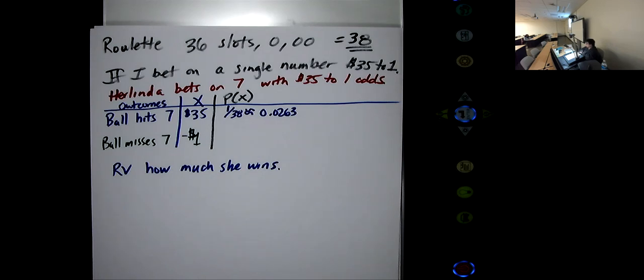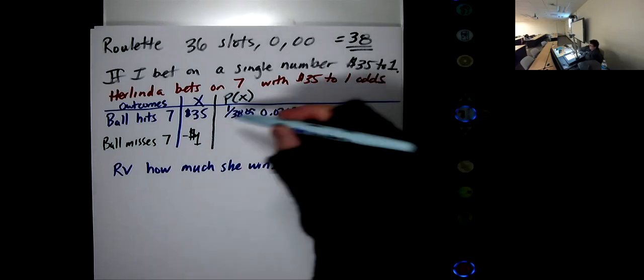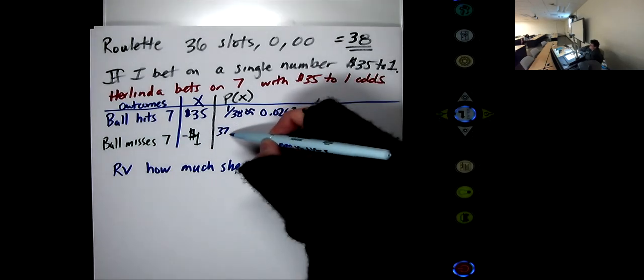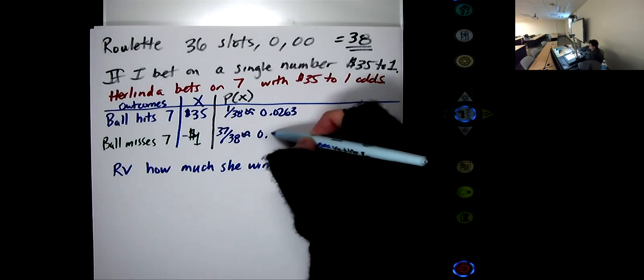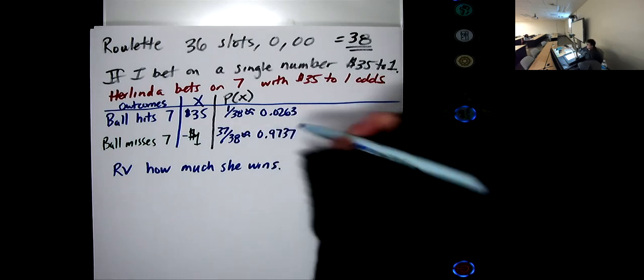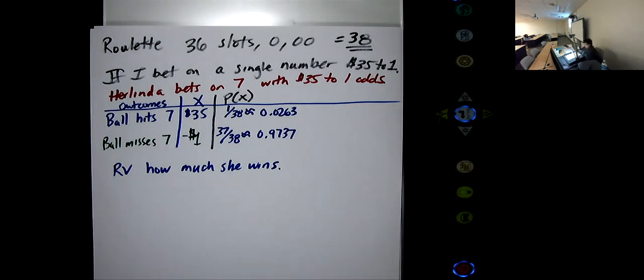The ball missing 7 is every other outcome. If we've only got one that's a 7, that means 38 minus 1, or 37 outcomes, is everything else. 37/38 is about 0.9737. I meant to do that in green, and I'm not doing green, so I messed it up.